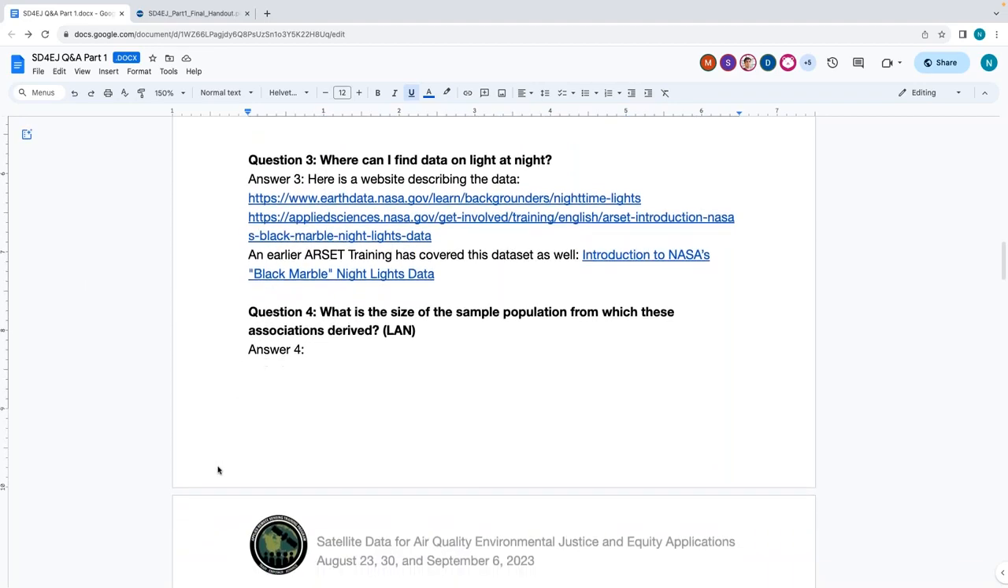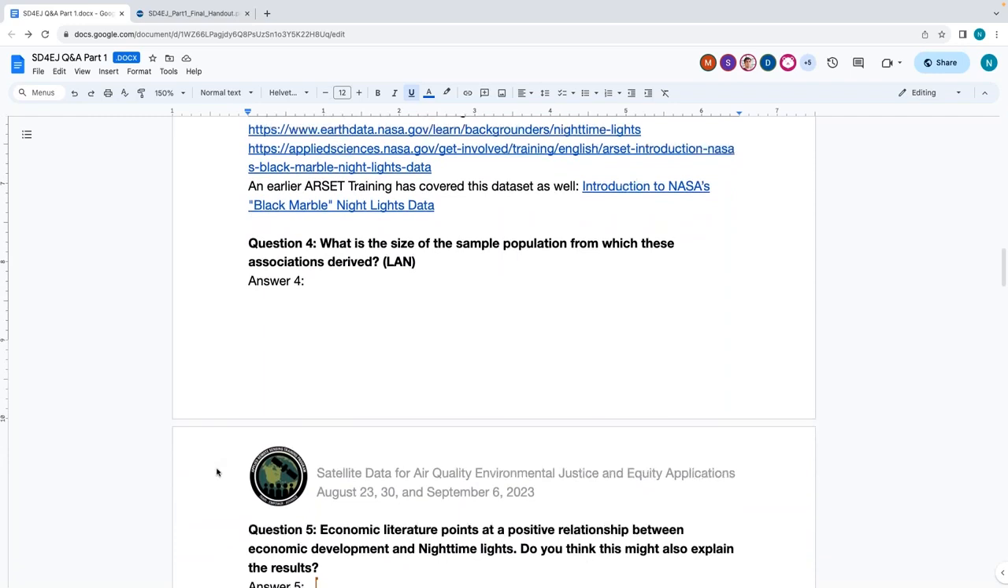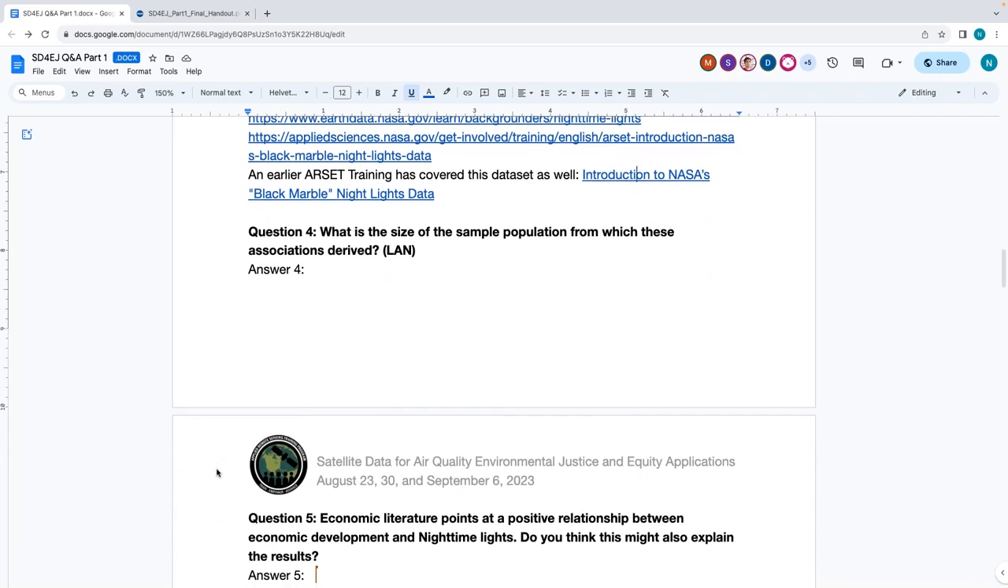What is the size of the sample population from which these associations were derived? And this is referring to the light at night presentation. I don't believe we have Xiao on the line, so we can follow up with her about this specific question, unless one of our other guest presenters might know.